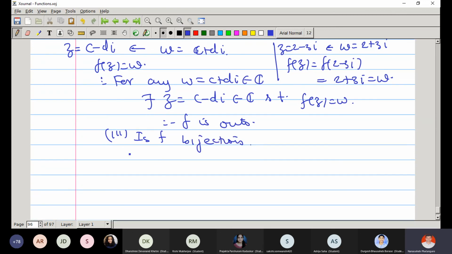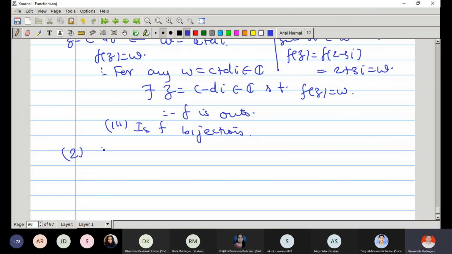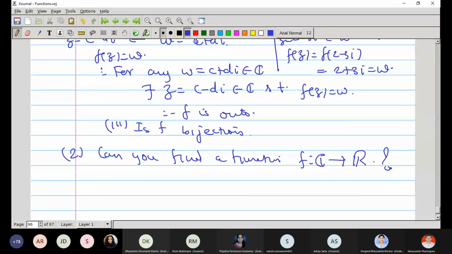And therefore f is a bijection. Yes. Now can you find a function f from C to R? Complex numbers to real numbers. You think about it. Is it clear? Can you find a function from complex numbers to real numbers?